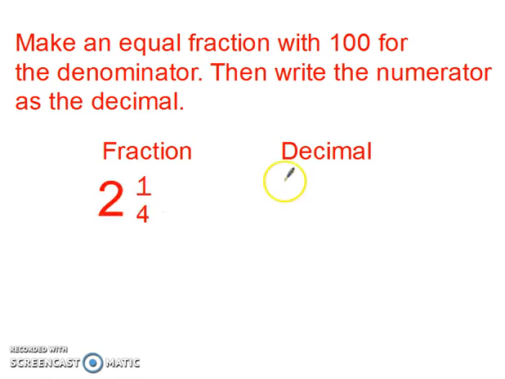2 and 1/4, big 2, 1/4. If you don't remember from a while ago, you can multiply it out to 100. Oh yeah, 4 times 25 is 100. 1 times 25 equals 25. Oh yeah, 2.25. 1/4 is like $0.25. So it's $2.25.